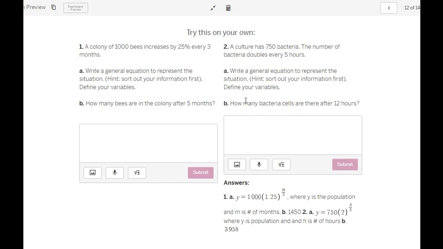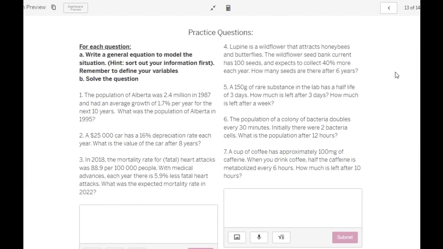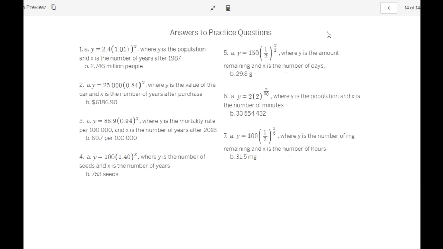Now try these questions on your own. See if they work out for you. Both of these questions will have x's where you need to express it as a fraction. When you're finished that, please look at the practice questions. You're going to write a general equation to model the situation. Define your variables and remember to sort out your information. Then you're going to solve the question. So on the last slide, the answers are there.